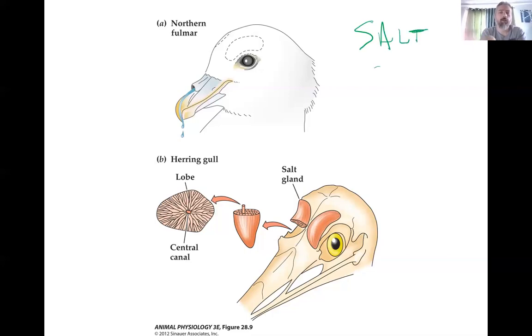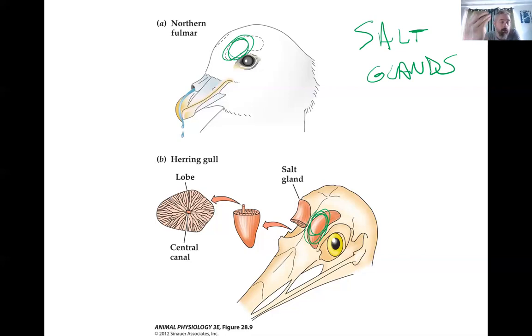These are salt glands. Okay, and these are salt glands. These glands that sit usually above the eye, right? So there. Okay, and as blood passes through them, they just actively pump salt into it, right?